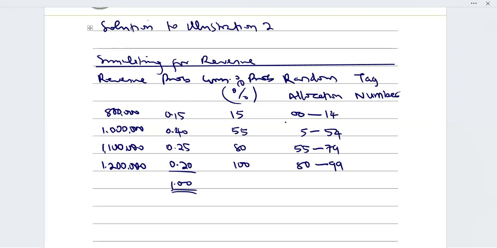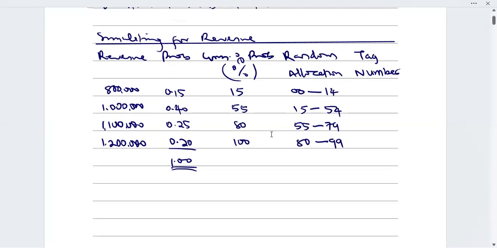Now that we have determined our random allocation, we need to find the tag number. The tag number will be given to you in the question. All you need to do is to assign the tag number using the random allocation. I will go to the question. What are the tag numbers given to us for revenue? The first tag number is 35. Where does 35 lie in the random allocation? 35 is between 15 and 54. Therefore, I would then say 35.